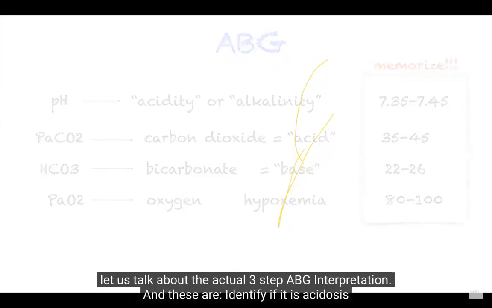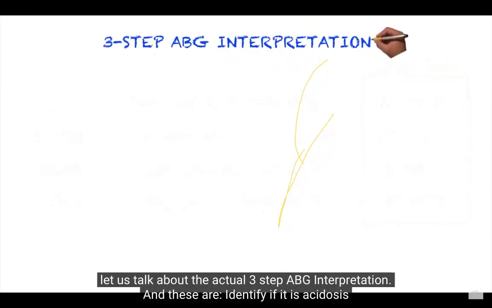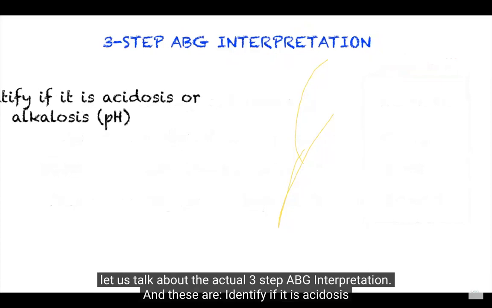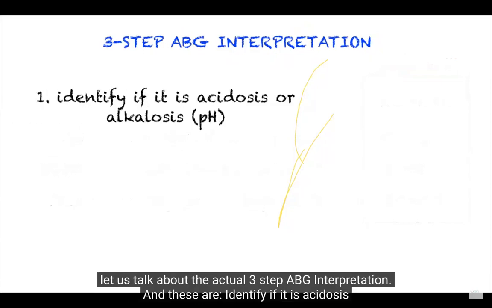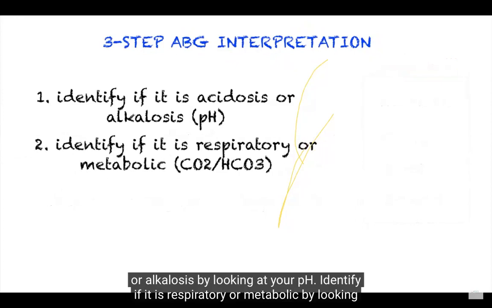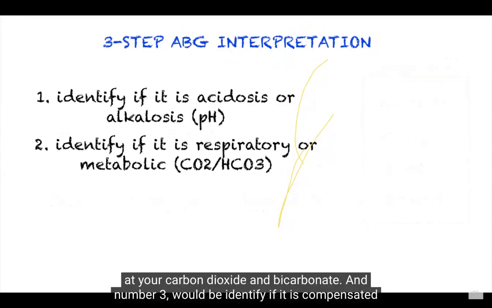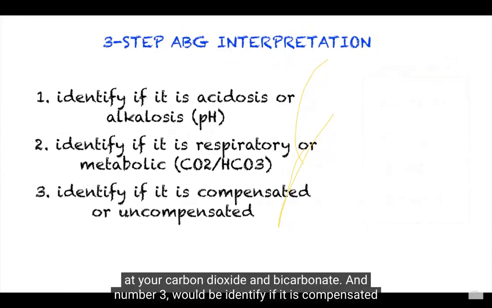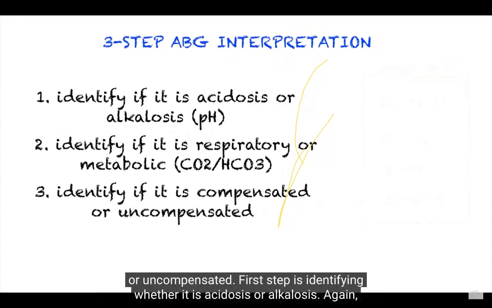Now, let us talk about the actual 3-step ABG interpretation. These are: first, identify if it is acidosis or alkalosis by looking at your pH. Second, identify if it is respiratory or metabolic by looking at your carbon dioxide and bicarbonate. And number 3 is to identify if it is compensated or uncompensated.